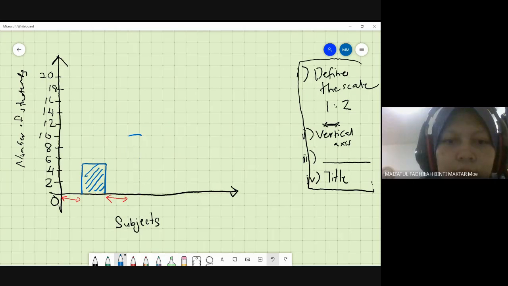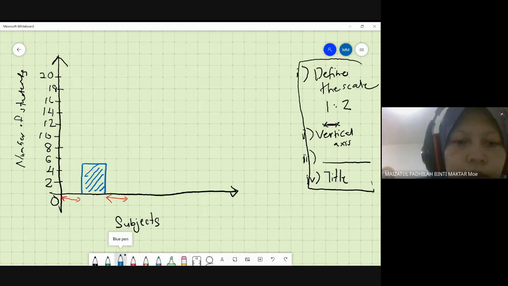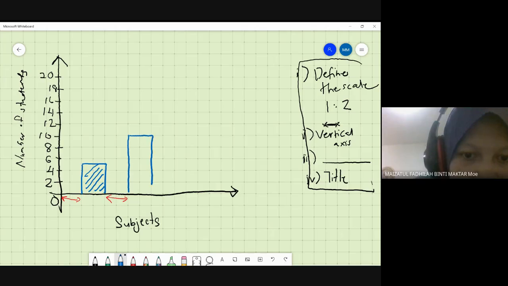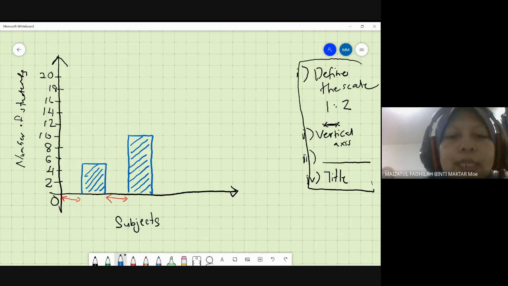Right, so Bahasa Melayu, 10 students. So we draw properly 10. You see here, this is 10. Then draw, this is a. So you can do the shadow like this. Okay, so we're already done Bahasa Melayu. Alright, the next one is the English, 8 students.